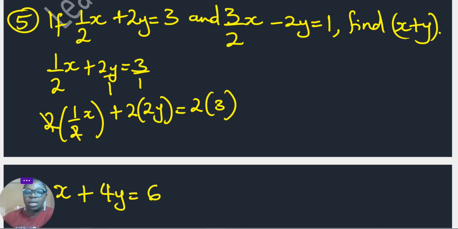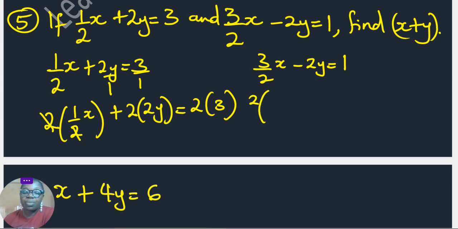What happens to the second equation? Let's also clear the fraction. So we have 3 over 2x minus 2y equals 1. Now the LCM here is 2. We're going to multiply each term in this equation by 2.